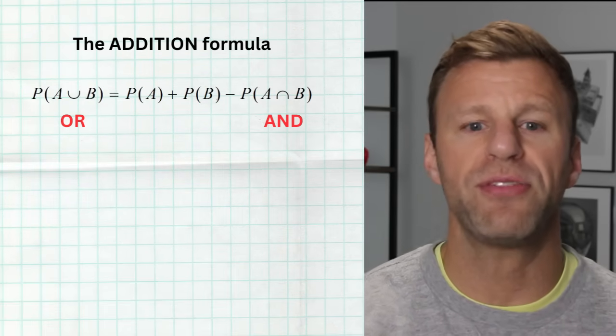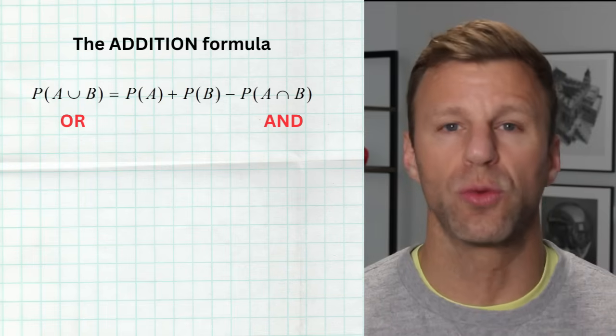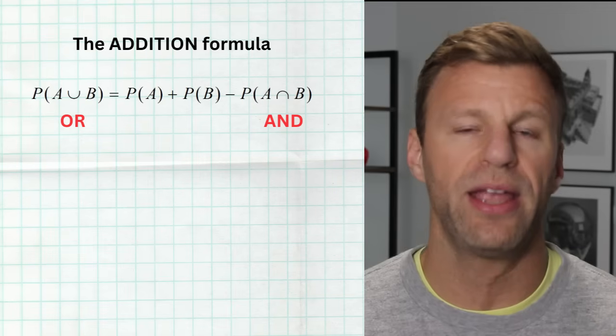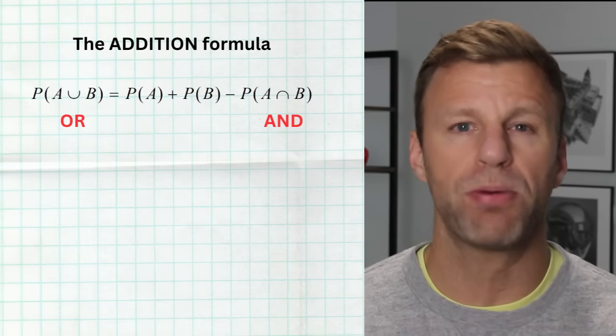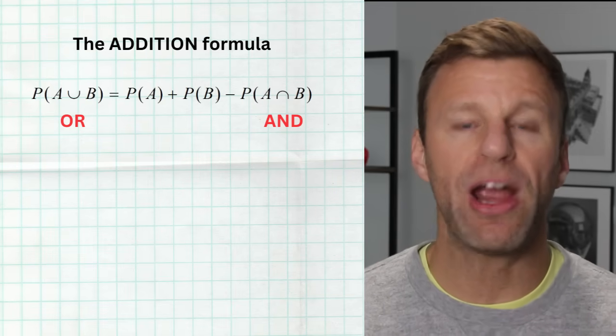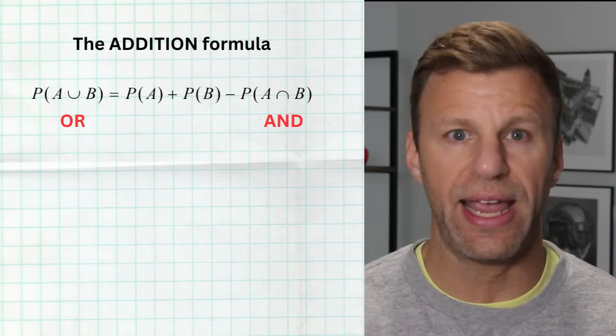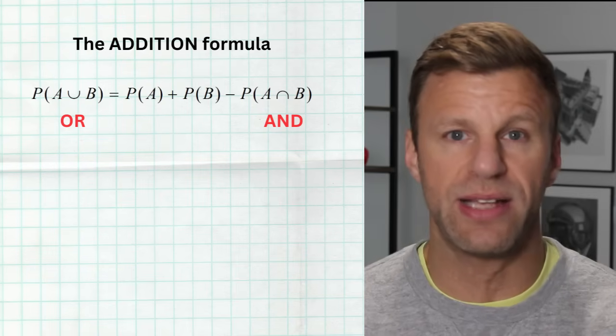So first up, we have the formula for, it's called the addition rule. This is the formula for the probability of A or B, and it equals the probability of A plus the probability of B minus the probability of A and B. A very useful formula because it has 4 really important things in it. It has A or B, A, B, and it also has A and B.